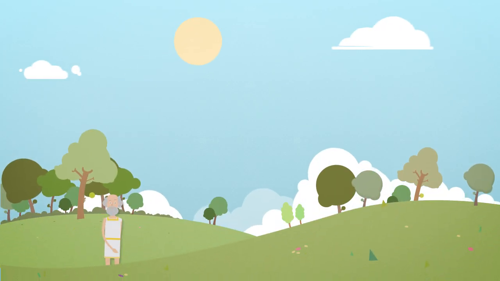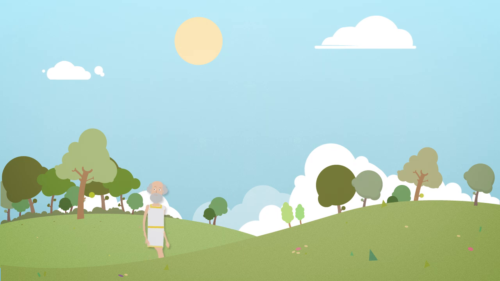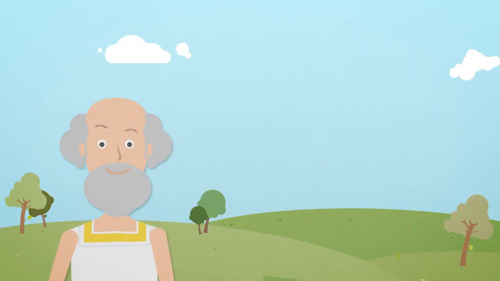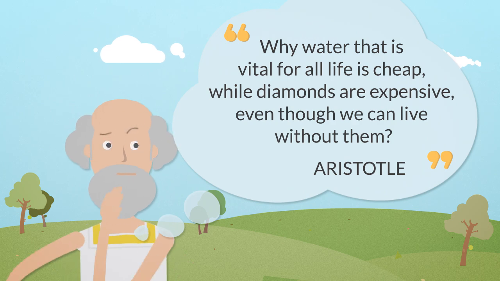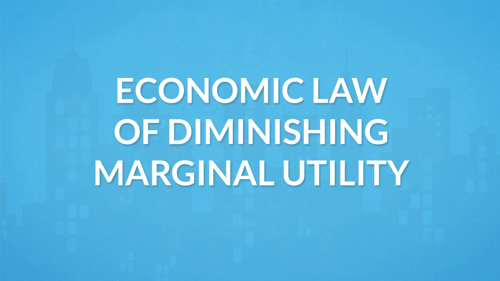How do we determine the value of things? Aristotle had asked a question that remained unanswered through centuries. Why is water, which is vital for all life, cheap, while diamonds are expensive, even though we can live without them? We had to wait a long time for an answer, provided by the economic law of diminishing marginal utility.